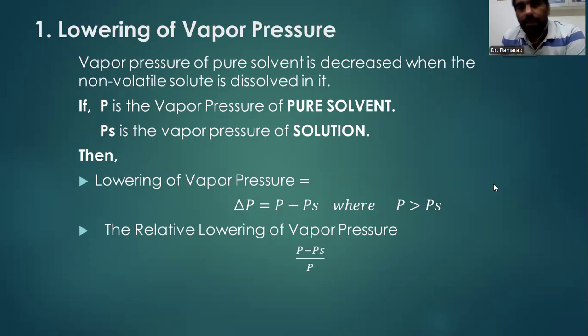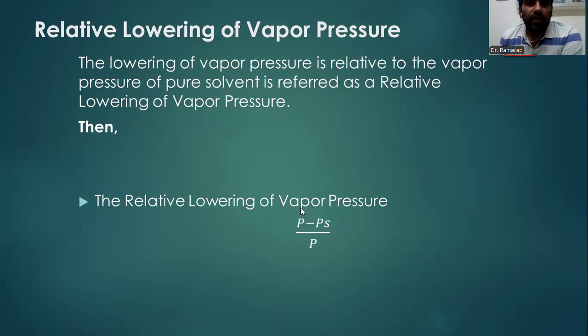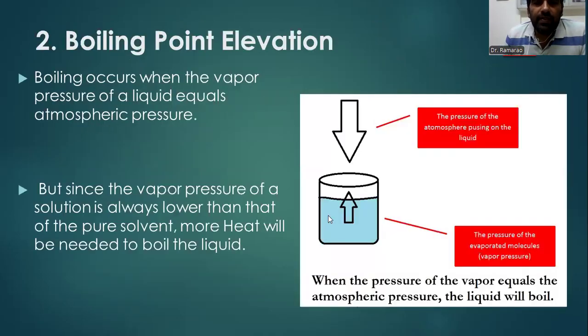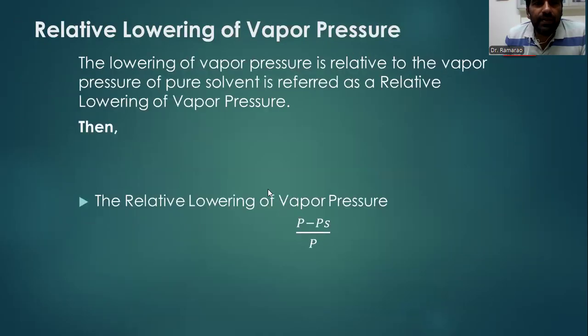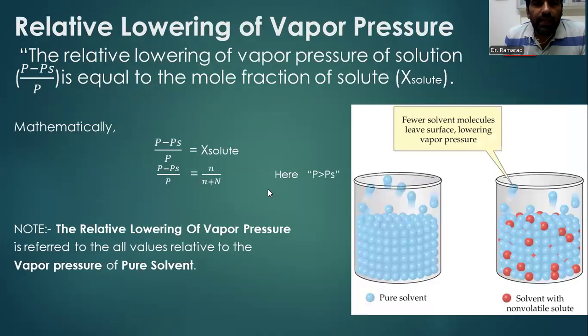So P is the vapor pressure of the pure solvent, PS is the vapor pressure of the solution. Then the lowering of vapor pressure is delta P equal to P minus PS, where P is greater than PS. The relative lowering of vapor pressure is equal to (P minus PS) by P. The lowering of vapor pressure relative to the vapor pressure of the pure solvent is referred to as the relative lowering of vapor pressure.